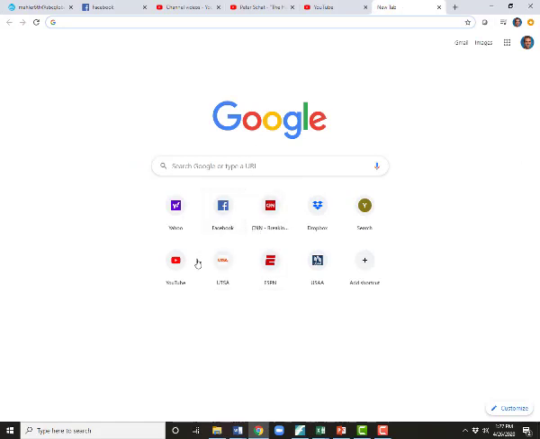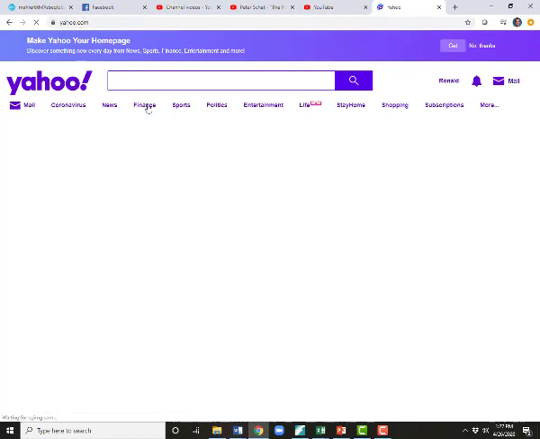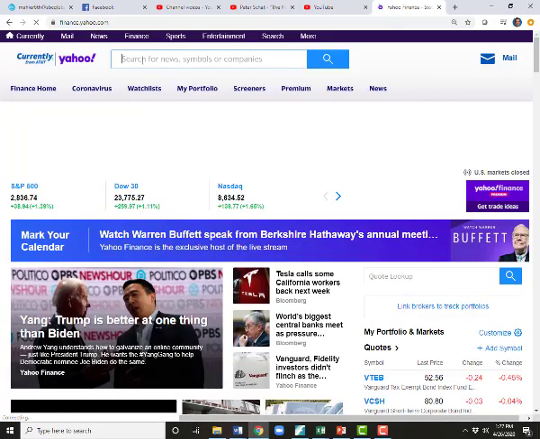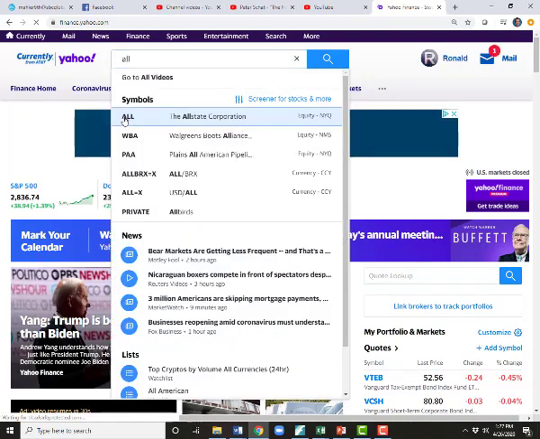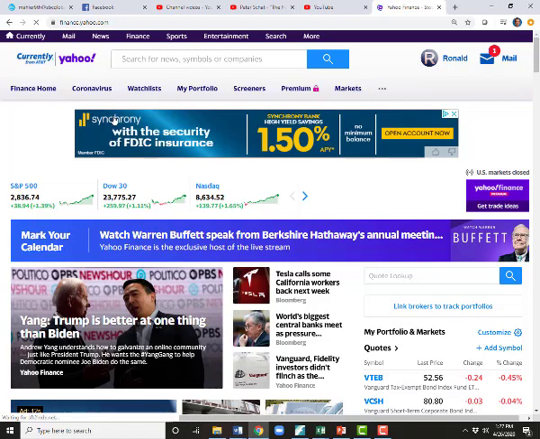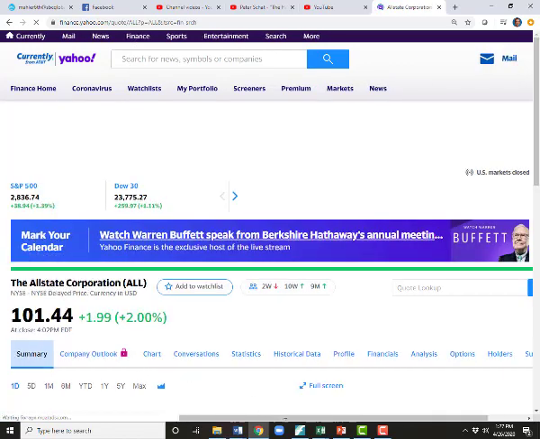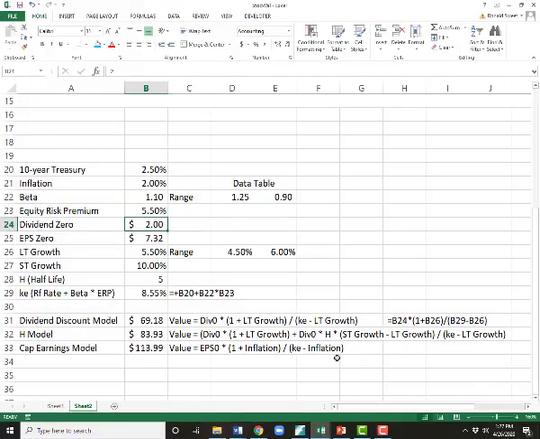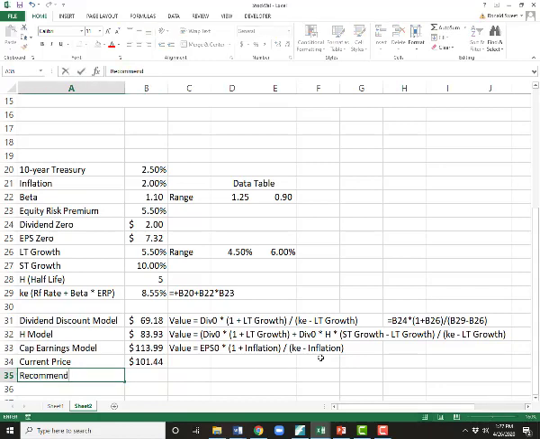So if we go to Yahoo Finance and bring up Allstate, their ticker is ALL, and see what their current price is. I don't require that in the case, but it is good to do. So they're currently trading for 101.44. So I would probably recommend a sell or a hold. I wouldn't do a buy. There's only one of my valuations that's higher than the current price. The other two valuations are well below the current price. So I would probably recommend a sell, maybe a hold.